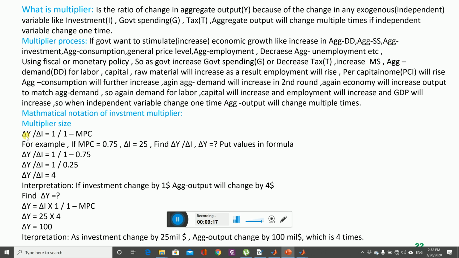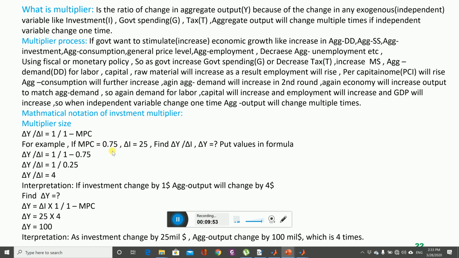Change in Y, delta for change. How much output will change if the investment changes. This is delta I. Delta I represents change in investment and delta Y represents change in output. So delta Y divided by delta I, this statement tells us how many times delta Y will change if investment changes one time. The formulation is equal to 1 divided by 1 minus MPC.